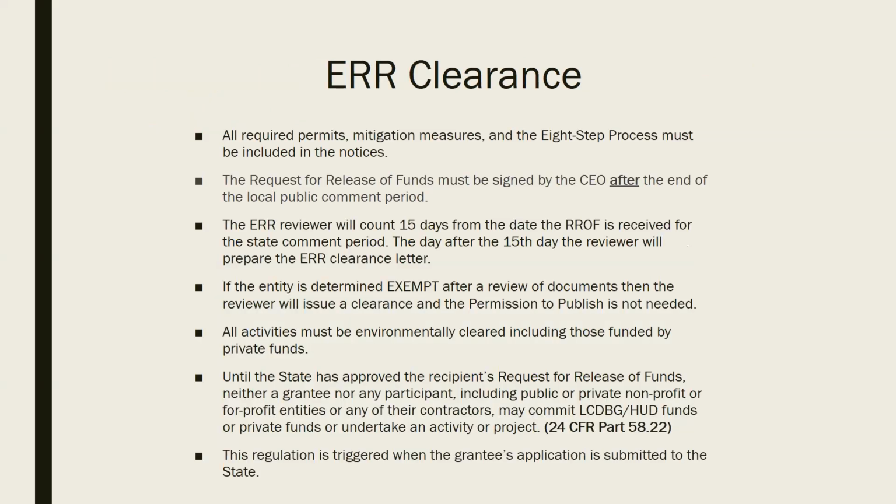For ERR clearance, all required permits, mitigation measures, and the 8-step process must be included with your notice. The request for release of funds must be signed by the chief elected official after the end of the local comment period. The ERR review will count 15 days from the day the request for release of funds is received as the state comment period. And if the entity is determined exempt after review of the documents, then the reviewer will issue a clearance. Permission to publish won't be needed.